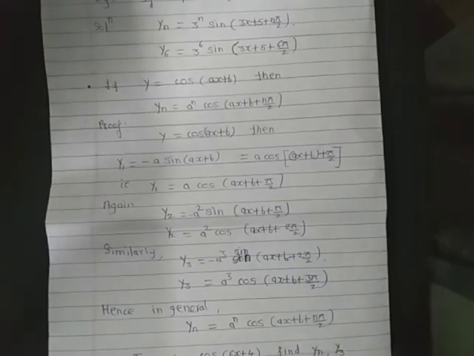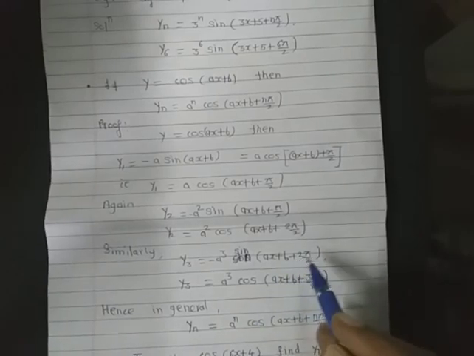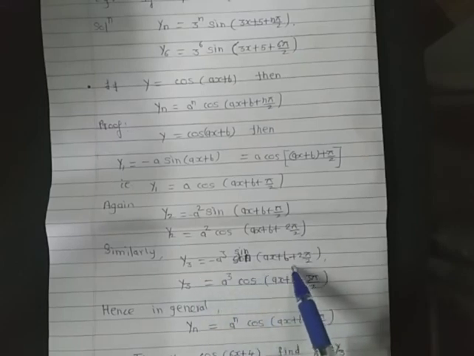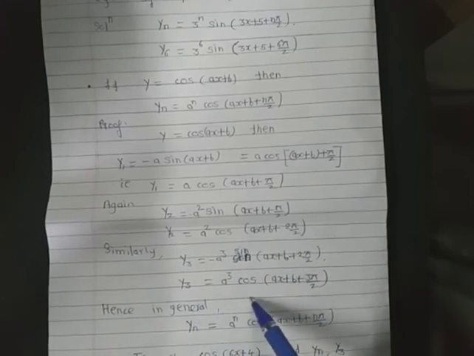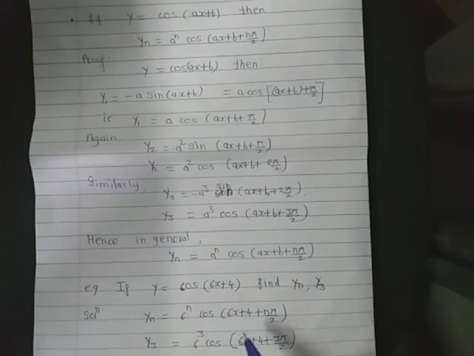So finally we get y3 equal to minus a cube sin of ax plus b plus 2 pi by 2. To put this form in the form of cos, we get y3 equal to a cube cos of ax plus b plus 3 pi by 2, and so on. Hence, in general, we get yn equal to a raised to n cos of ax plus b plus n pi by 2.